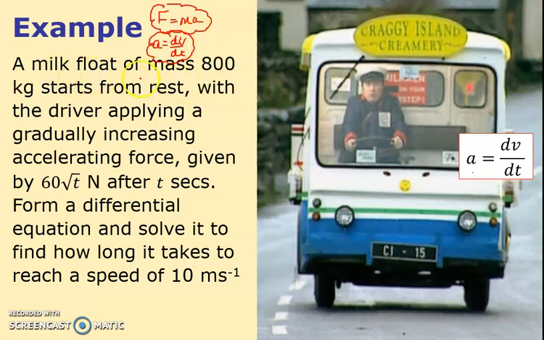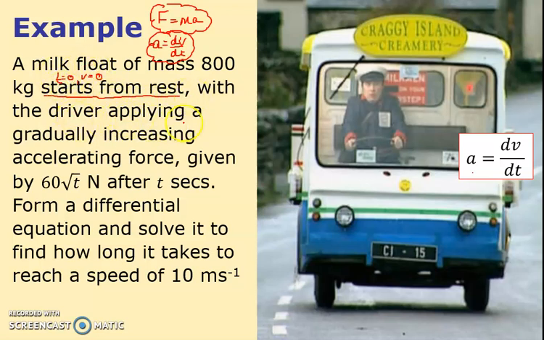A milk float then anyway of mass 800 kilograms starts from rest. As soon as I see starts from rest, I'm thinking to myself, that's what you'd call an initial condition. It starts from rest, t equals 0, when v equals 0. So just bear that in mind. We might need it later. We might not, but we might do.